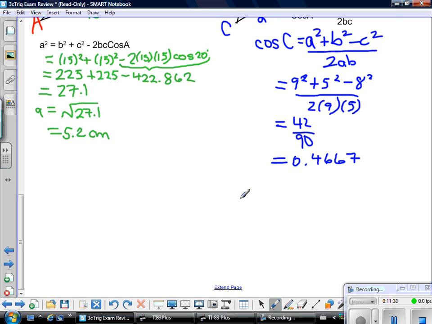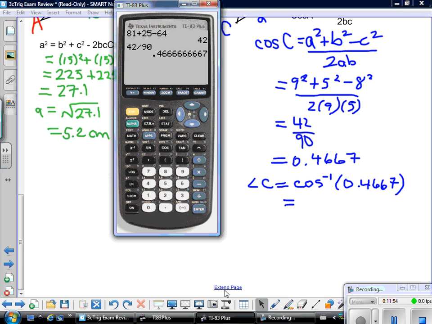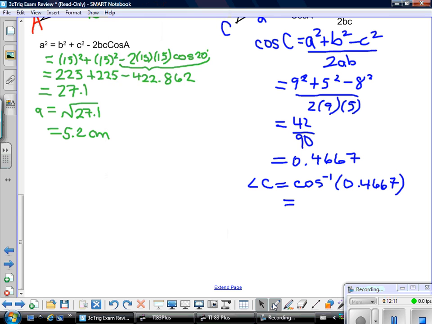So I'm going to find now my angle C, and the way I do that, remember, is I have to take the cos inverse, and I'm actually going to write the whole lovely thing down for you. 0.4667. And when we do that on our calculator, I'm just going to clear everything so you just have a blank screen. Second cos, decimal 4667. So we end up with 62.2 degrees.